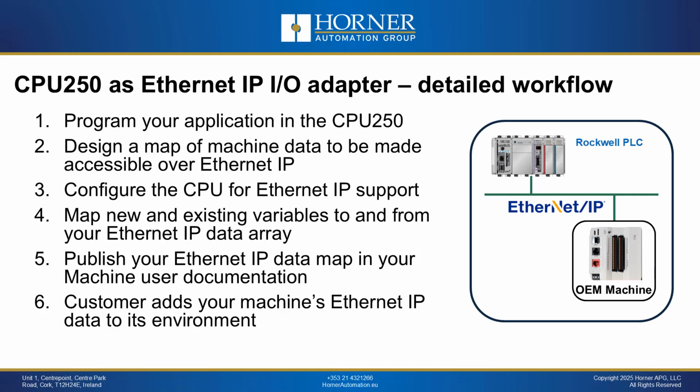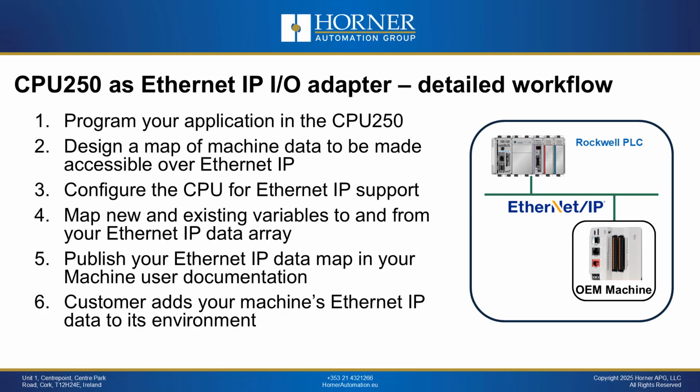You are designing the map of data that you want to share both directions, and then in Cscape you are going to configure your CPU for Ethernet IP support. And then in logic, you are going to have some logic that moves those variables that you want to make available over Ethernet IP, that moves them into the right places so they can be broadcast and received with Ethernet IP. And then you are going to publish what your data map looks like.